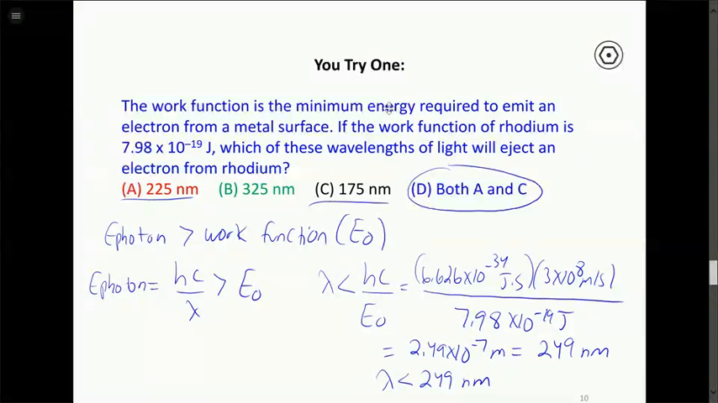Okay, so that's okay. Many of you picked B because you solved for this value here and thought that the wavelength had to be bigger than that. But remember, the wavelength and energy are inverse. So if the energy needs to be larger than 7.98 times 10 to the minus 19, the wavelength needs to be smaller than 249 for that to be true.